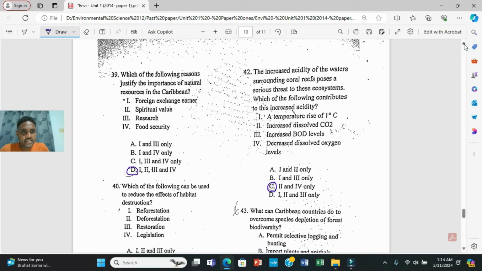42, the increased acidity of the waters surrounding coral reefs poses a serious threat to these ecosystems. Which of the following contributes to the increased acidity? The answer is C, 2 and 4. 2, increased dissolved carbon dioxide. You know, that will form the carbonic acid, right? And 4, decreased dissolved oxygen levels. Of course, if oxygen is decreased, then you may have more carbon dioxide coming in. Number 43.